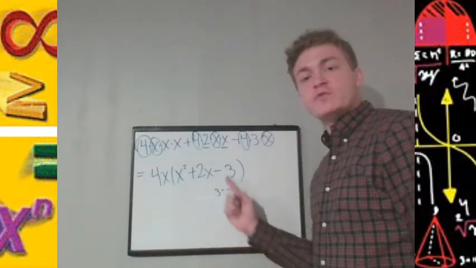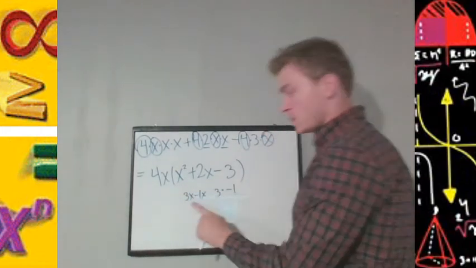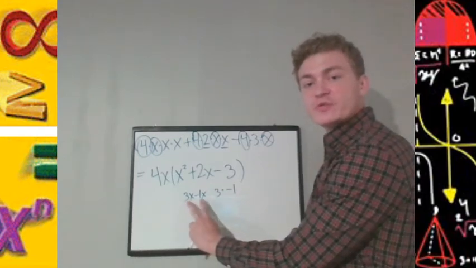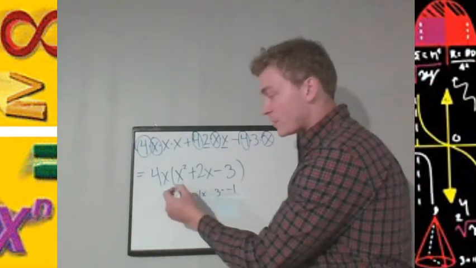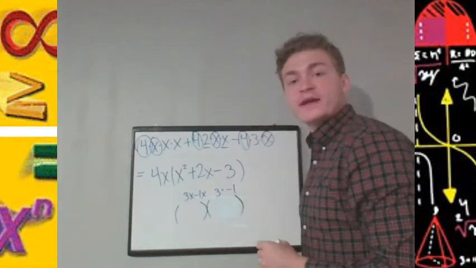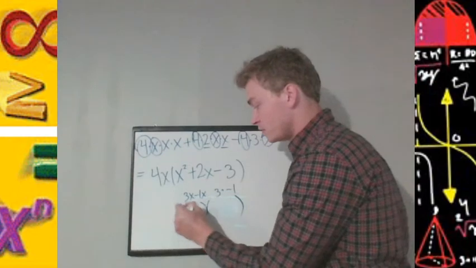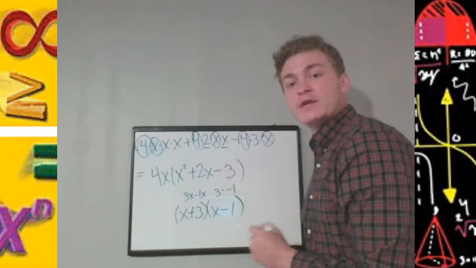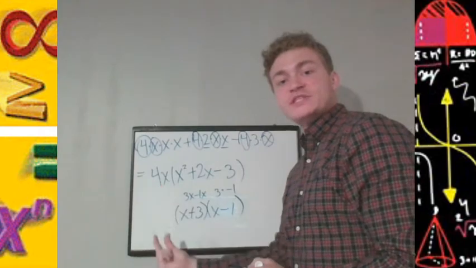3 multiply negative 1 is negative 3. 3x minus 1x, using these 2 integers as coefficients, will combine to give us 2x. So these are the 2 integers that we want. So here, our x squared plus 2x minus 3 will factor into the binomial product using these integers, positive 3 and negative 1, x plus 3 times x minus 1. And of course, these 2 factors are being multiplied by the GCF of 4x.